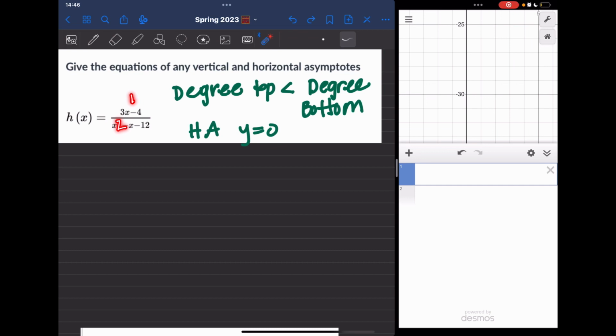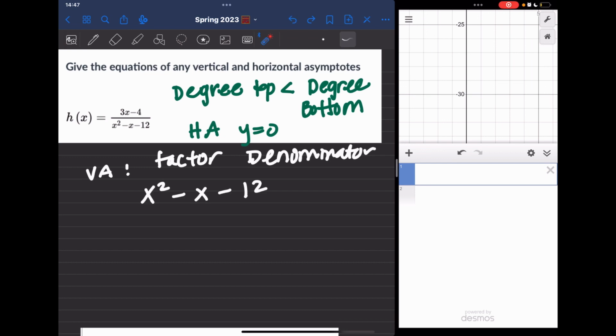Now, another thing we have to recall about rational equations is that the denominator contains the vertical asymptotes. So in this case, our denominator is x squared minus x minus 12. We're going to go ahead and have to factor the denominator. So I'm going to get x minus 4 times x plus 3, and then solve for the variable x.